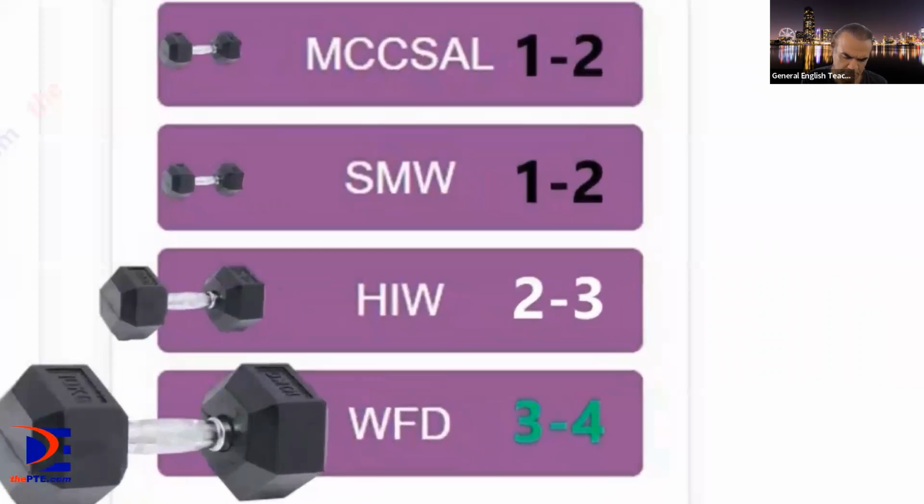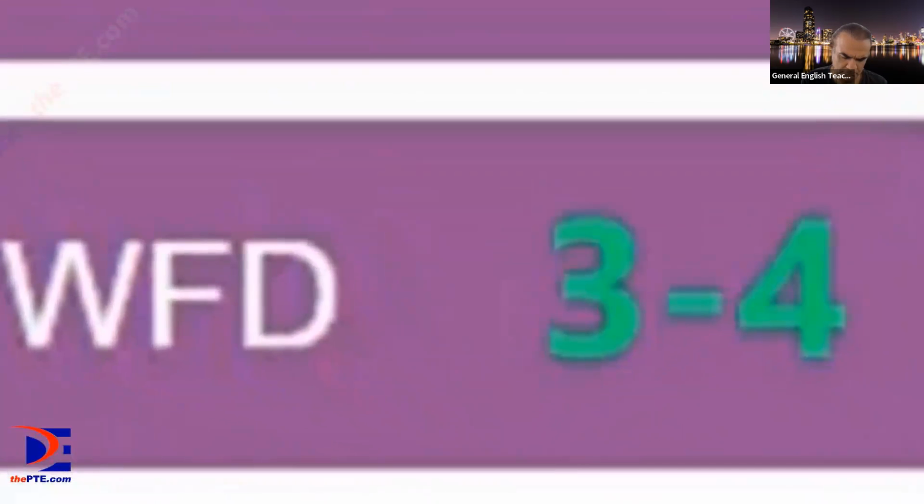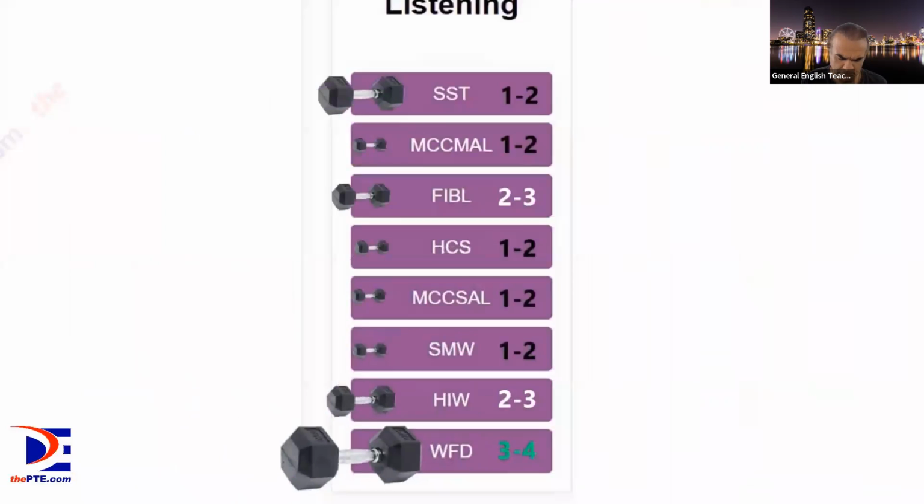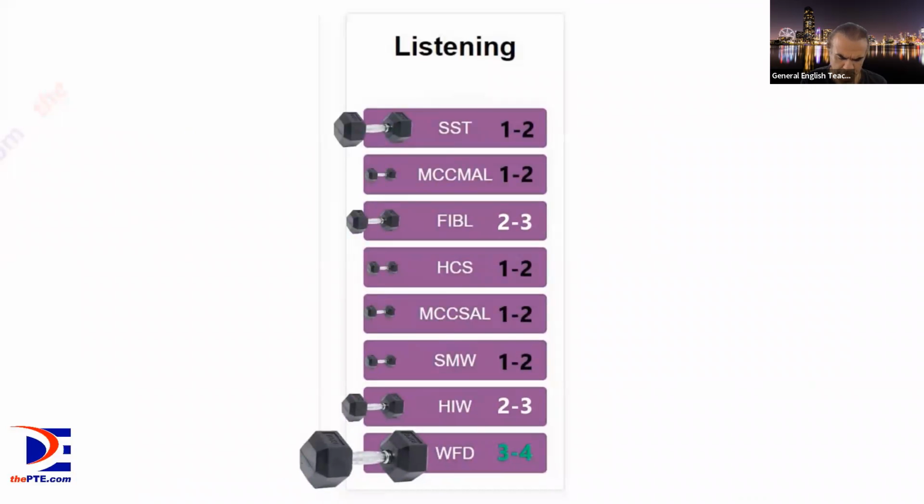Candidates will get 3 to 4 write from dictation questions in their test. Each write from dictation question will give you 15 points. So overall around 45 points for your write from dictation questions.